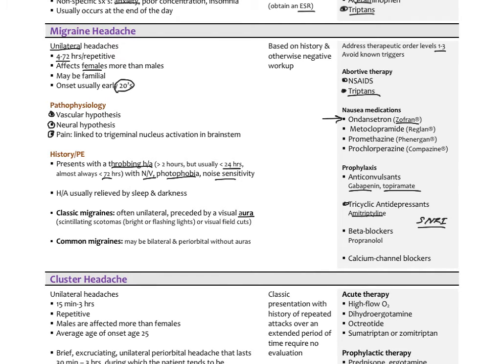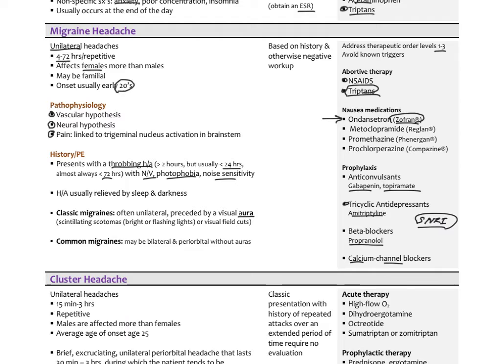Sometimes beta blockers like propranolol are used. They just block your sympathetic nervous system. Again, we'll talk about those later. And then calcium channel blockers. These are less common, but I put them on the list just to make it complete. Typically, triptans and Zofran would be a common combination, maybe with an SNRI, etc. Okay, so that's migraine headache.